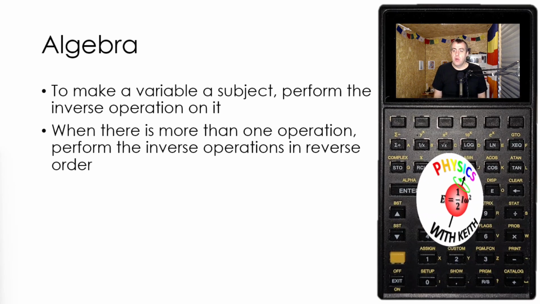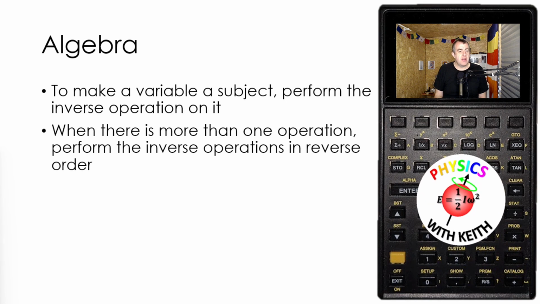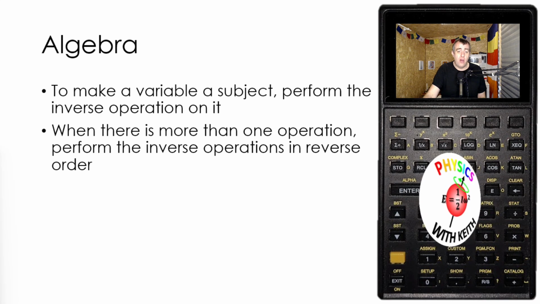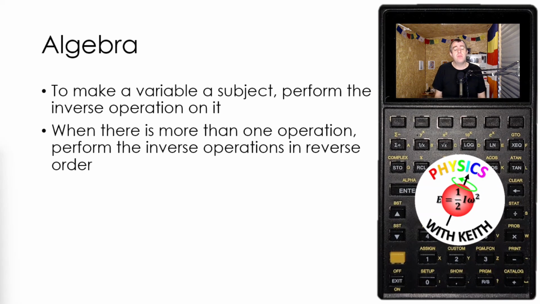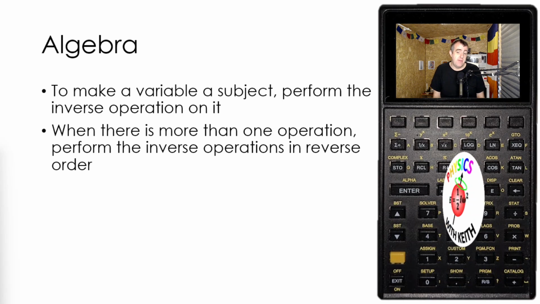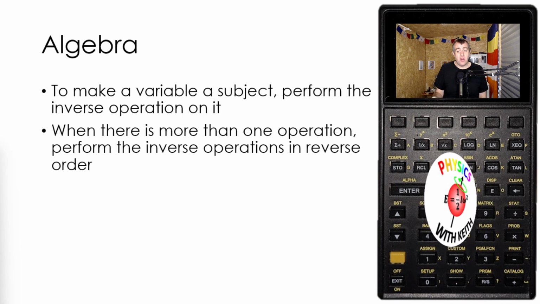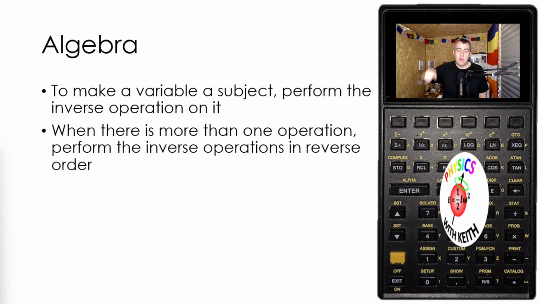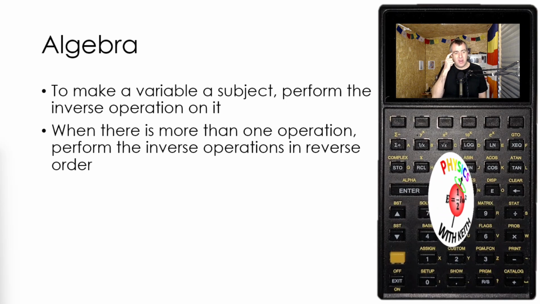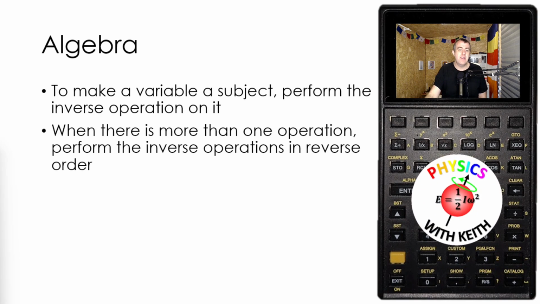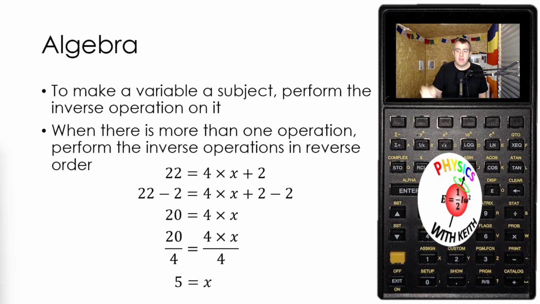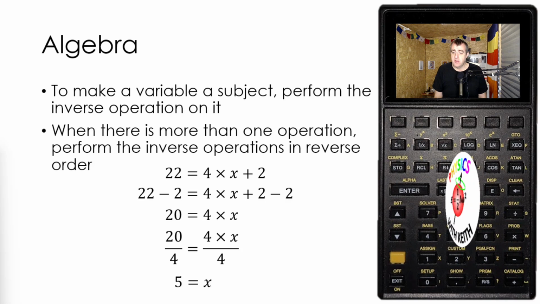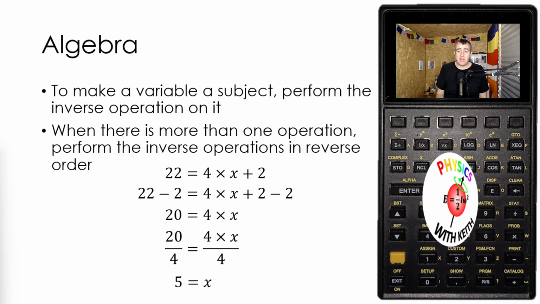So, we want to make a variable the subject. What do we do? We perform the opposite operation on that whole equation to what's being done to that variable. If there's more than one operation being done, we need to unravel them. We need to do them in reverse order, which is why it's important to know the order of operations inside and out. So here's an example. We want to make x the subject.